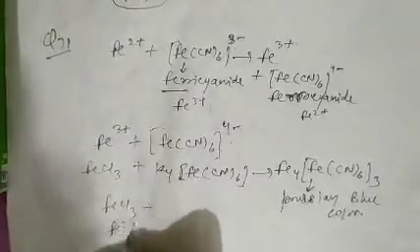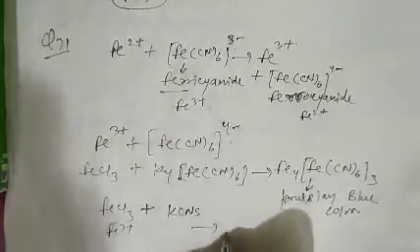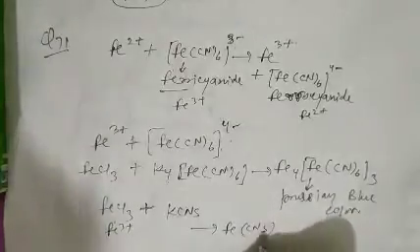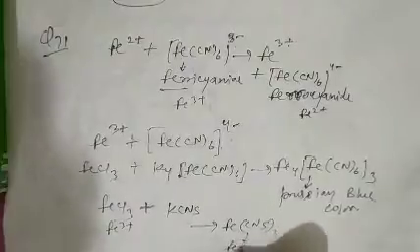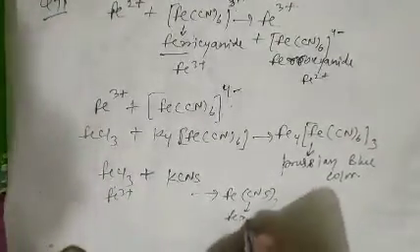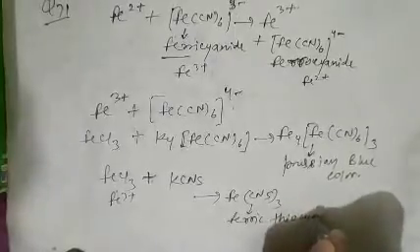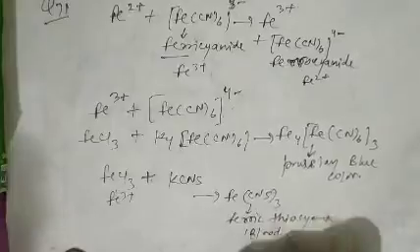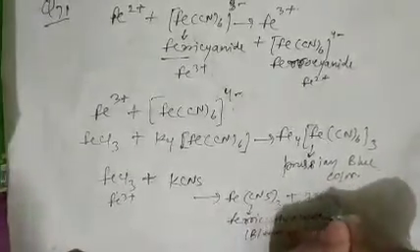And also when FeCl3, which contains Fe3 plus ion, reacts with KCNS, it will form Fe(CNS)3, ferric thiocyanate, and the blood red color is due to ferric thiocyanate plus 3 KCl.